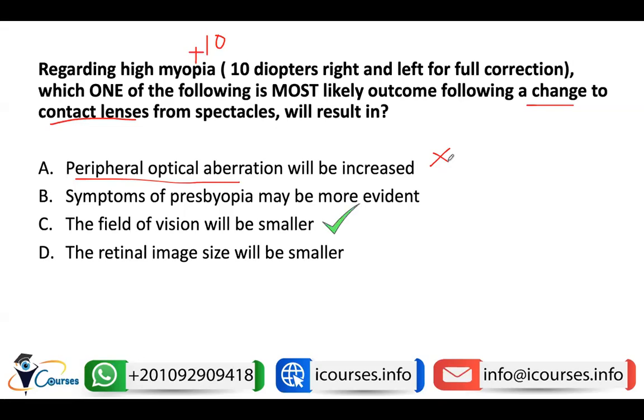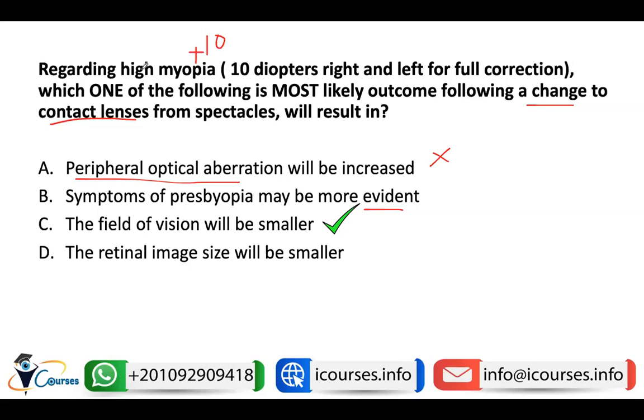Yes, exactly. It is the C. So why is C the right answer and why are the other options wrong? Symptoms of presbyopia may be more evident. Well, symptoms of presbyopia may be more evident if the image is less magnified, meaning that when you are seeing a near target, the presbyope cannot see it because the image is small, so he needs more magnification.